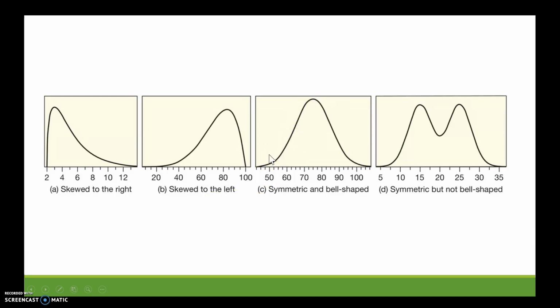Now notice here that not all symmetric distributions have to be bell-shaped, and this last one's a good example of it. Notice if I drew a line down the center and I folded it in half, either side of this shape would look the same, but this thing is not bell-shaped. So for this plot, I would call it symmetric, but not bell-shaped.